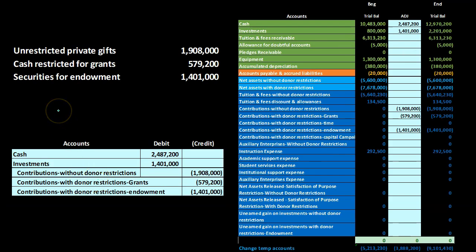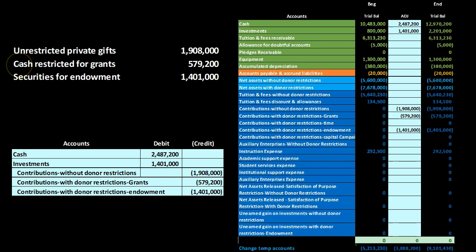Next transaction, we have the unrestricted private gifts. We have the cash restricted for grants and securities for endowments. So these are examples of other types of revenue activity. Again, we're going to group them all together in one type of transaction. That'll give us some comparing and contrasting of these different types of things that can happen that could be increasing the revenue amounts, comparing and contrasting items with and without restrictions.